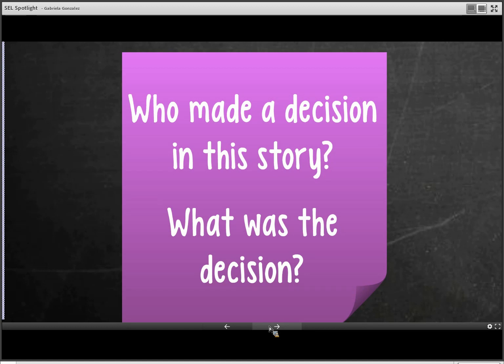What was the consequence or the result of that decision that Lara made? What was the end result? The friendship was broken, right?